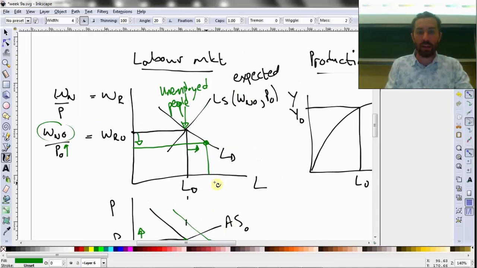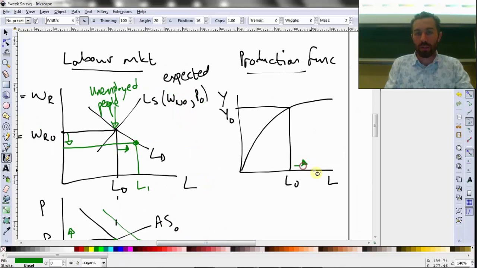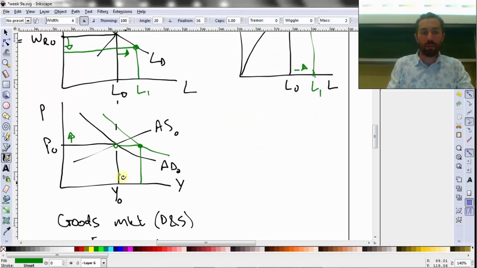Right? So that increase in labor, what happens? Sorry, that increase in labor employed, so L1, increase in labor employed to L1 leads to an increase in output from Y0 to Y1. What happens? Well, we've got an increase in output from Y0 to Y1, and our prices have increased to a new point of equilibrium at a higher price level, P1.